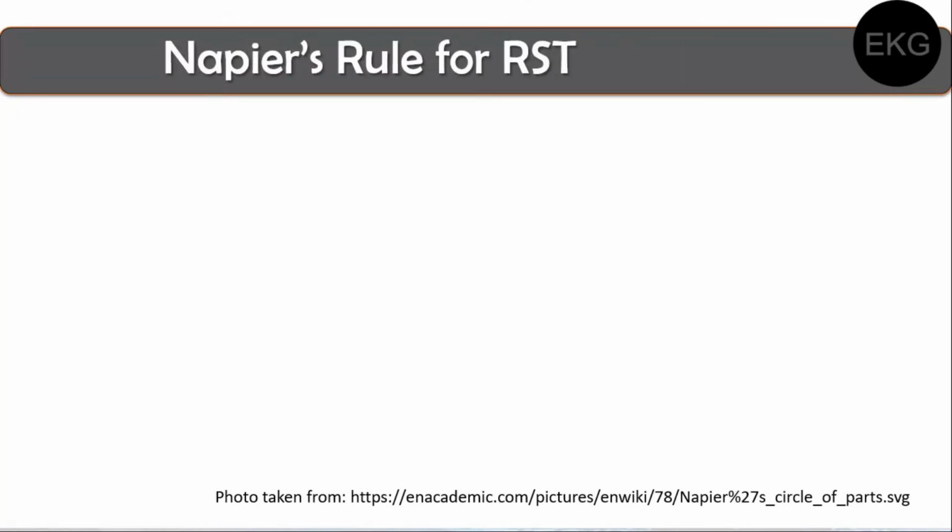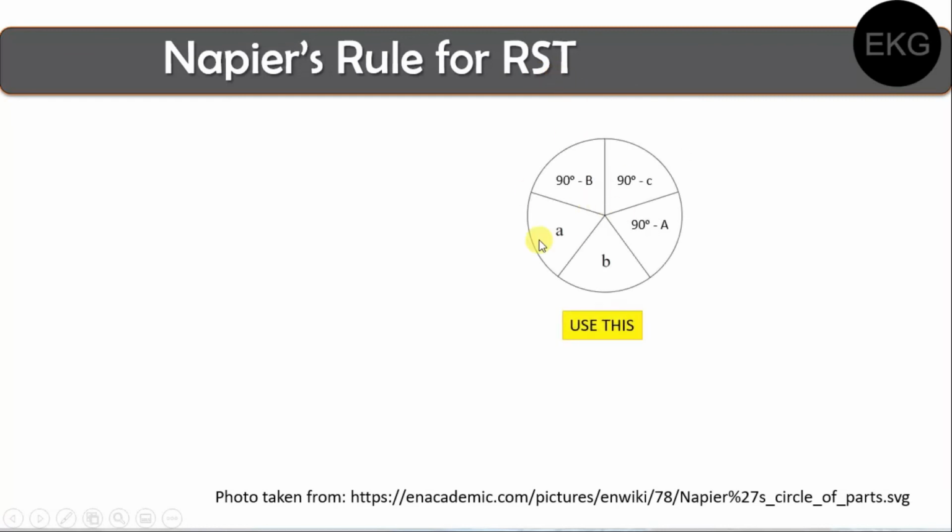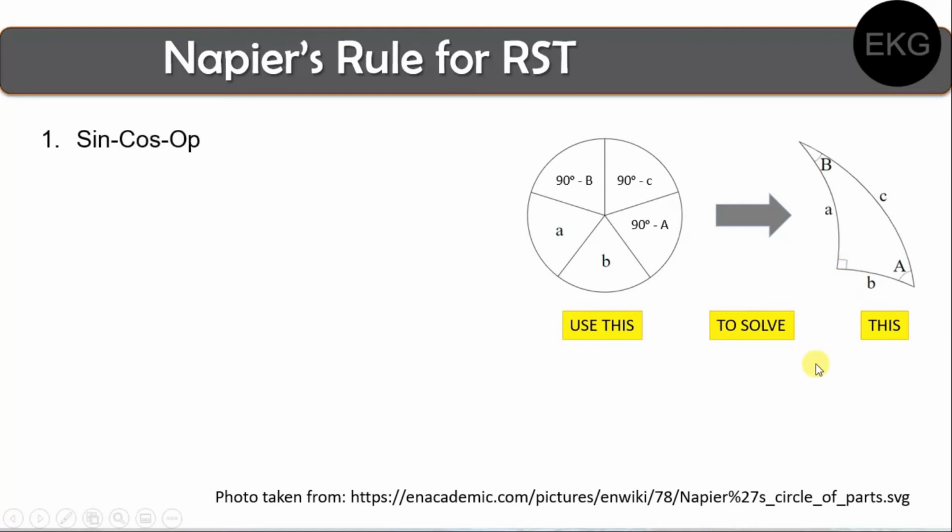In spherical trigonometry, in solving right spherical triangles, we will be using what we call Napier's rules for right spherical triangles. Basically, kailangan natin ito. Kailangan natin itong matandaan, kailangan natin itong i-drawing, before solving anything involving right spherical triangles. So ito yung ating gagamitin to solve right spherical triangles, yung may right angle. Now, ano ba itong Napier's rule?